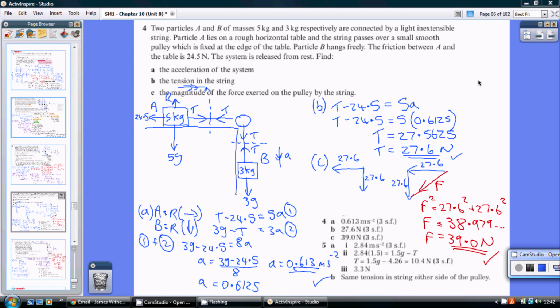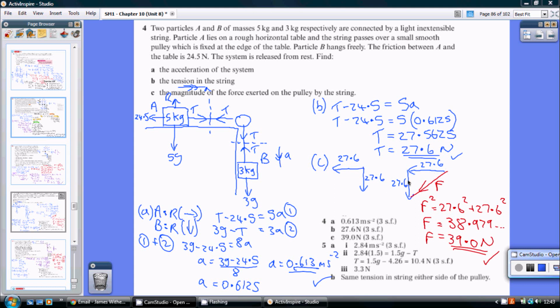Now I think part C is okay once you've done one or two of them. You can see what's going on. Just imagine you're the pulley and you're being pulled to the left by the tension and pulled down by the tension. What is that overall force on you? You're being pulled to the left by the tension of 27.6 and you're being pulled downwards by 27.6.